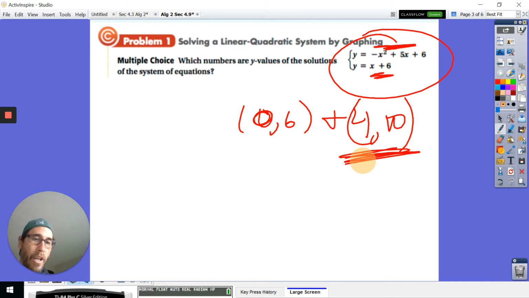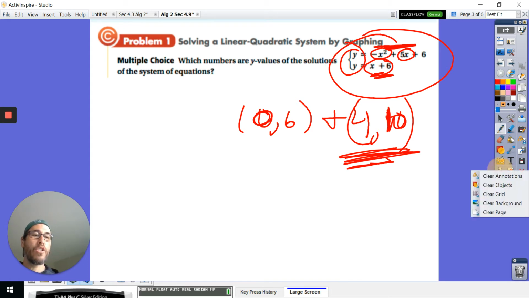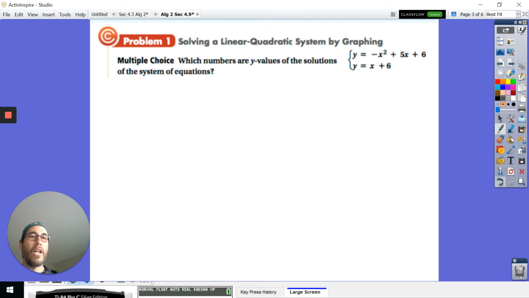Or if I plug in a 4 for those x's, or all of those x's, I'm going to get a 10 as my answer for my y. Pretty cool, right? That would be an example of a linear quadratic system. We graph it, and that would be an example of two solutions, okay? Let's go ahead and try another one.